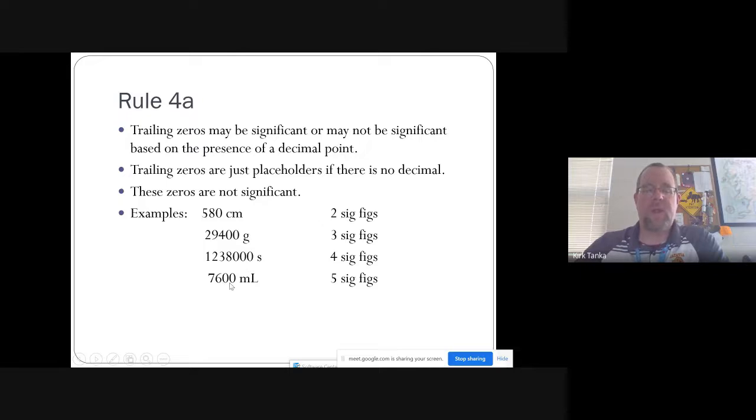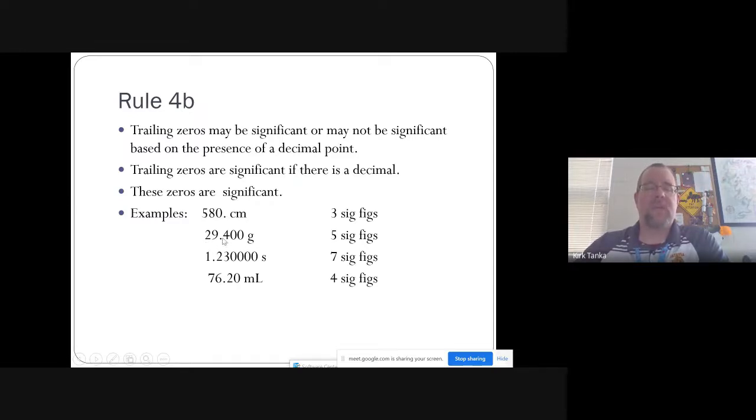Now this one actually should only have 2, so that is a mistake. My secretary made a mistake right there. That should be 2 sig figs for this final one. Those zeros are not significant because there's no decimal point. Now, if there is a decimal point, then trailing zeros become significant. So 580 with a decimal point, that means we've taken time to write the decimal point, so therefore it now has 3 sig figs.